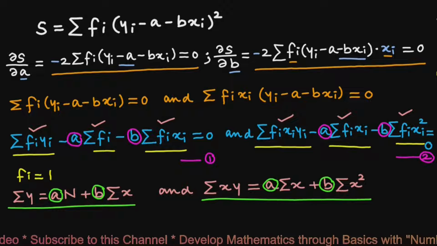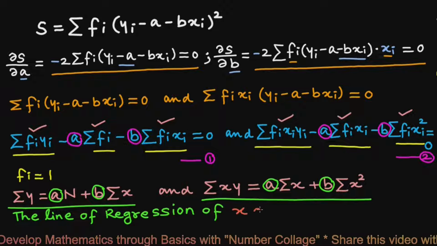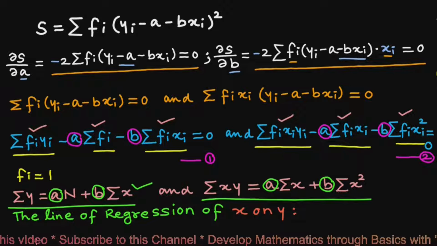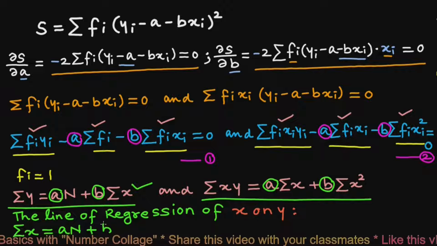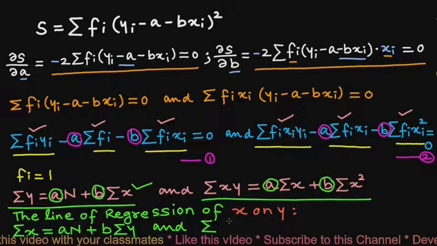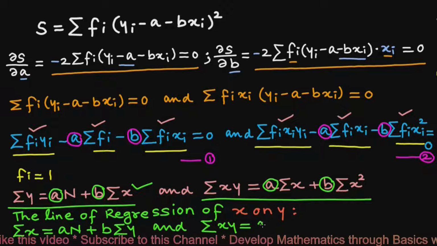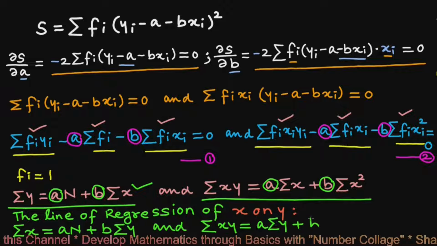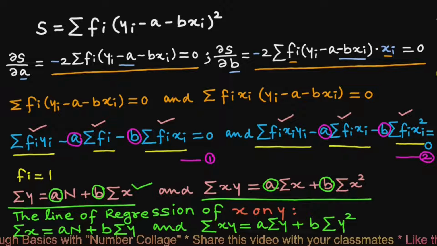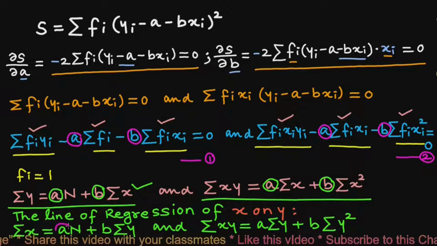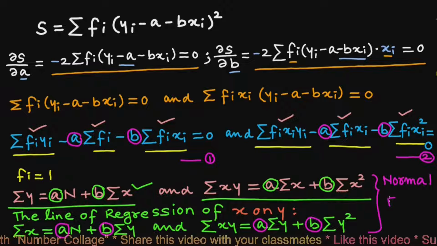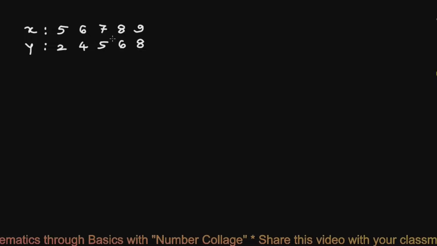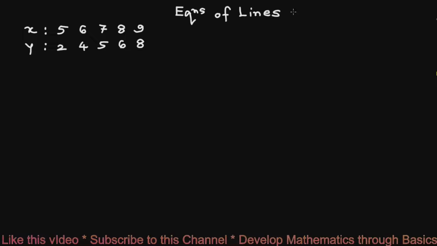From this we can deduce the line of regression of x on y, as from this first equation we write summation x equals a times n plus b times summation y, and summation xy equals a times summation y plus b times summation y square. From these two equations we can find the values of a and b. These equations are called normal equations. We are given a pair of values of x and y, and from these values we have to find the equations of lines of regression.